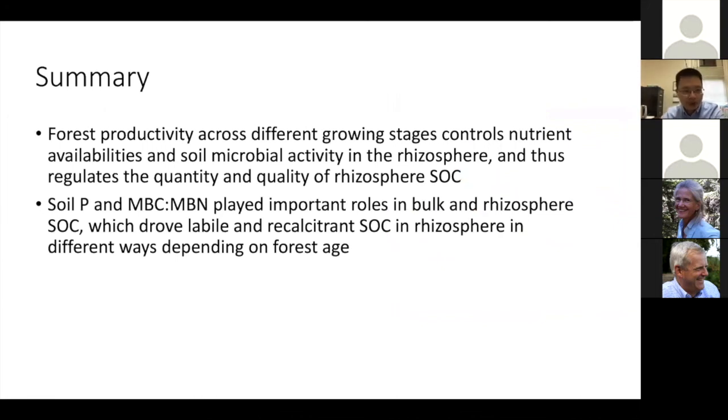So in this chapter, I found that forest productivity across different growing stages controls nutrient availability and soil microbial activity in the rhizosphere, and thus regulates the quantity and the quality of rhizosphere SOC. Second, soil phosphorus and the MBC to MBN ratio play important roles in bulk and rhizosphere SOC, which drive the labile and the recalcitrant SOC in rhizosphere soil in different ways, depending on forest age.